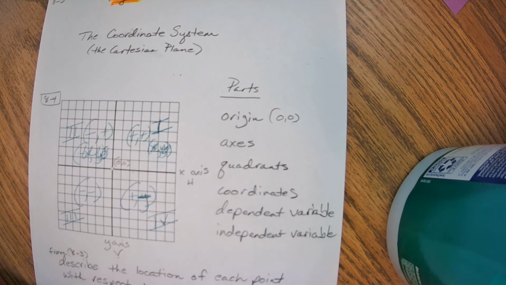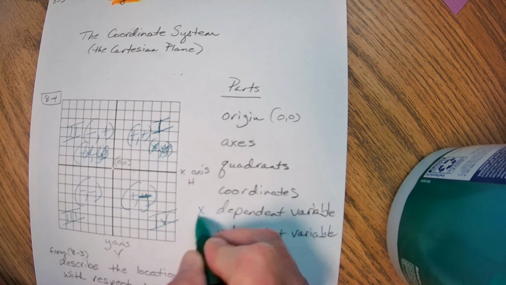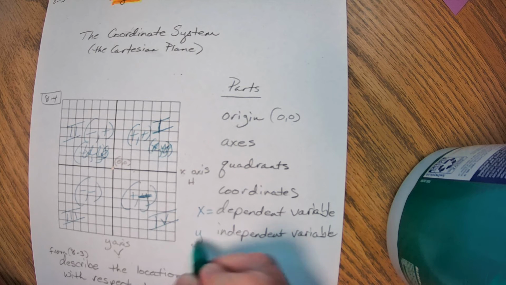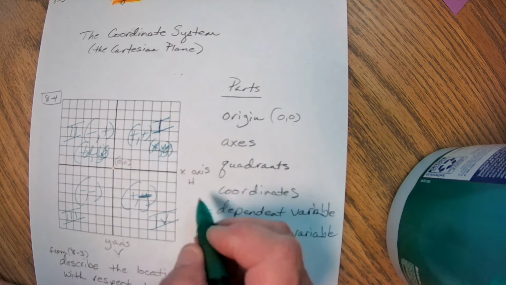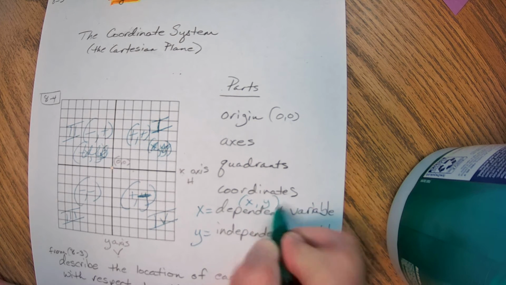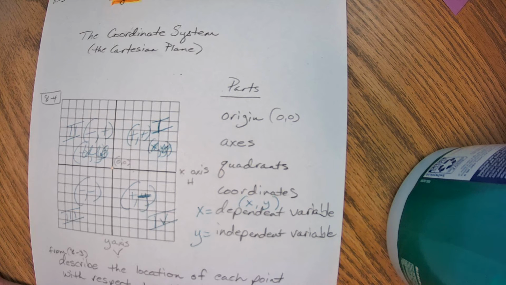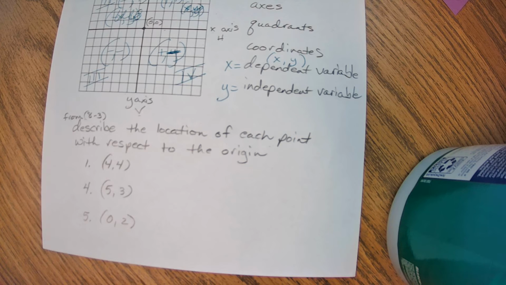X is the dependent variable. And y is what we call the independent variable. Coordinates are written x comma y enclosed in parentheses. So that's pretty much 8.4 in a nutshell. We're going to jump back to some of the problems in 8.3.